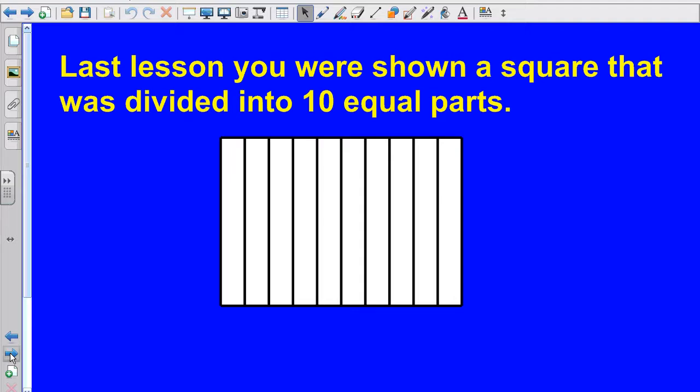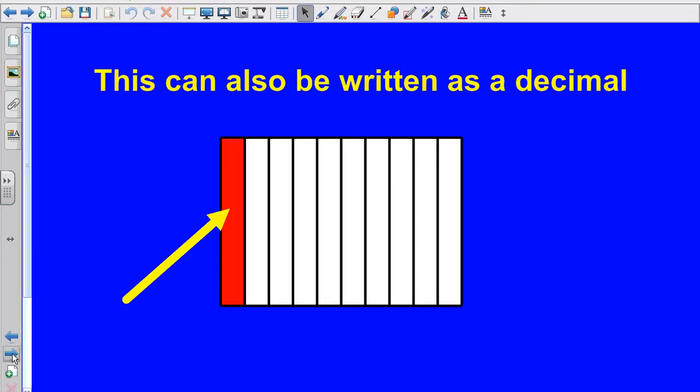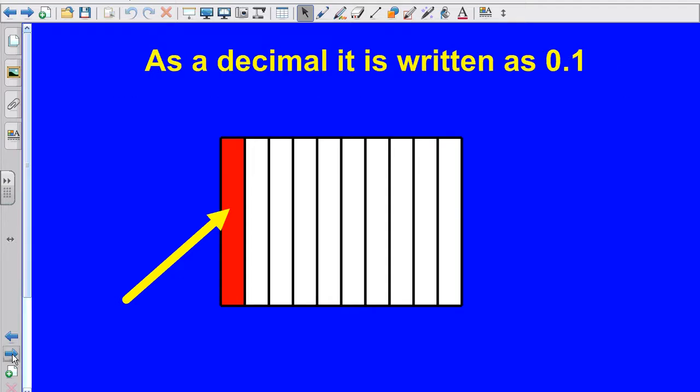So last lesson, you were shown a square that looks like this, right? It was divided into 10 parts, which were equal. We shaded in one of those 10, and we found out that that was 1/10, correct? And we also found out that it could be written as a decimal. We want to write this fraction as a decimal. 1/10 could also be written as 0.1.